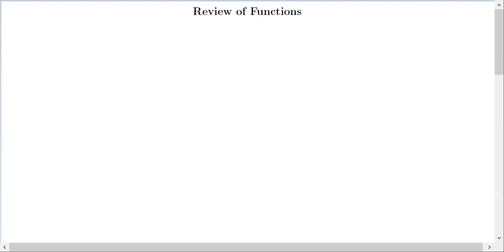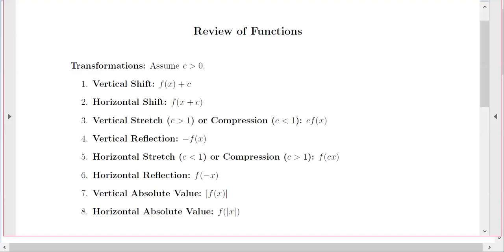Now that we have a list of basic functions, we want to look at how we can create new functions from those. And so what we're going to do here is look at what's called transformations of functions. There are various shifts and stretching and such that allow you to create new functions. What we have in this first one is what's called a vertical shift. If I take a function and add something on the outside, it will shift the function up or down.